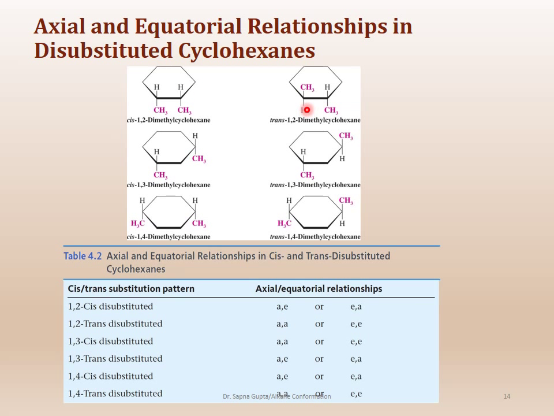So in case there is trans, which means one is going up, one is going down, then axial is going up, and the other axial is going down. So that's what happens. In case of trans, the two hydrogens will be both axial or both equatorial. In case of cis, they will be axial and equatorial. That's how it will be. Those are the relationships that you have for these two.